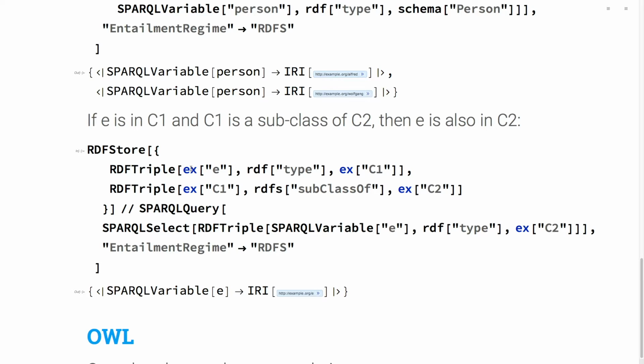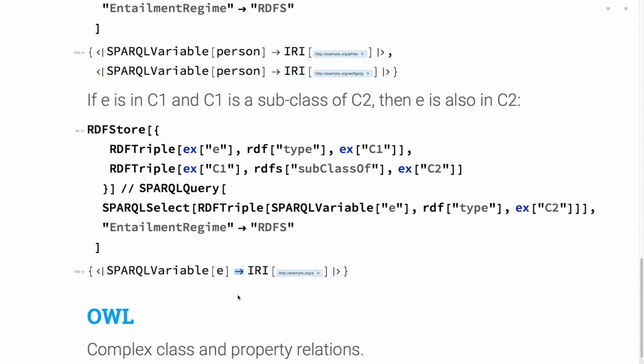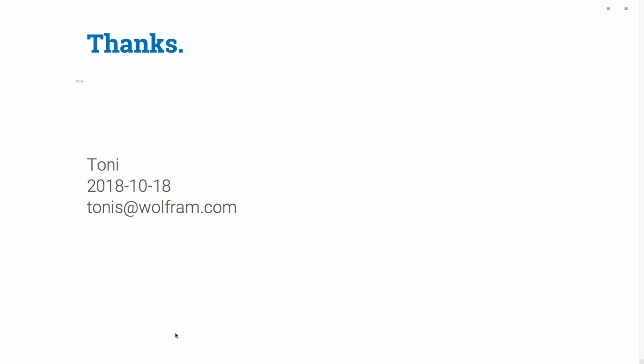Also other things like if E is in class C1 and C1 is a subclass of C2, then we know that E is also in C2. And OWL is a more complicated language for expressing constraints, relations between classes and properties. And that's my talk. Any questions?